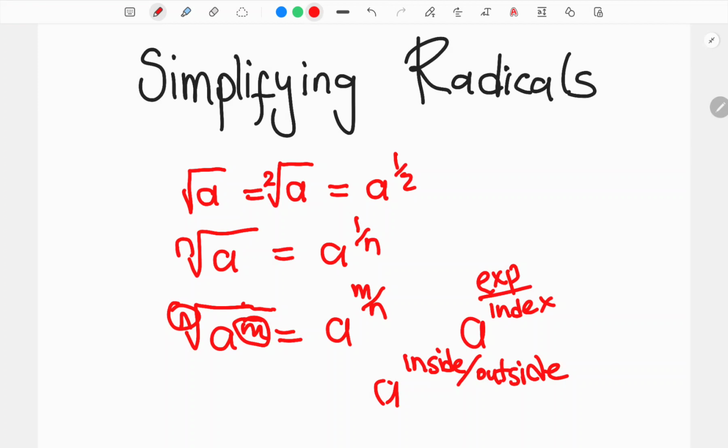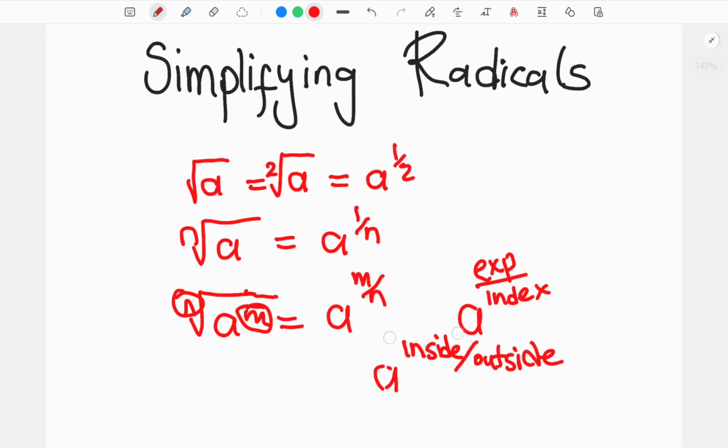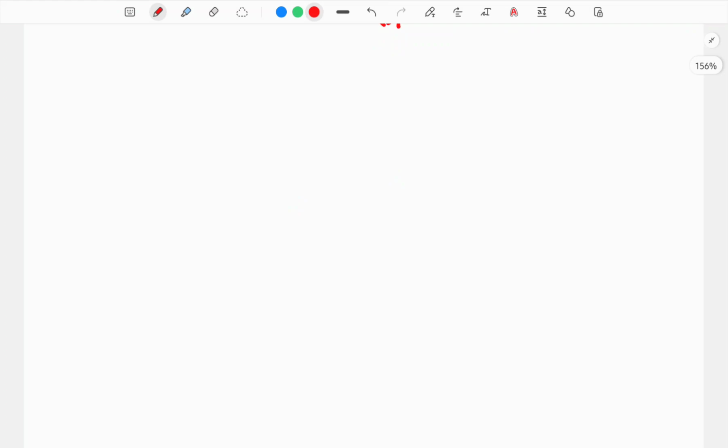So let's get into examples, which will help you understand how this works. Let's say you have the cube root of 8, right? And we want to simplify this.